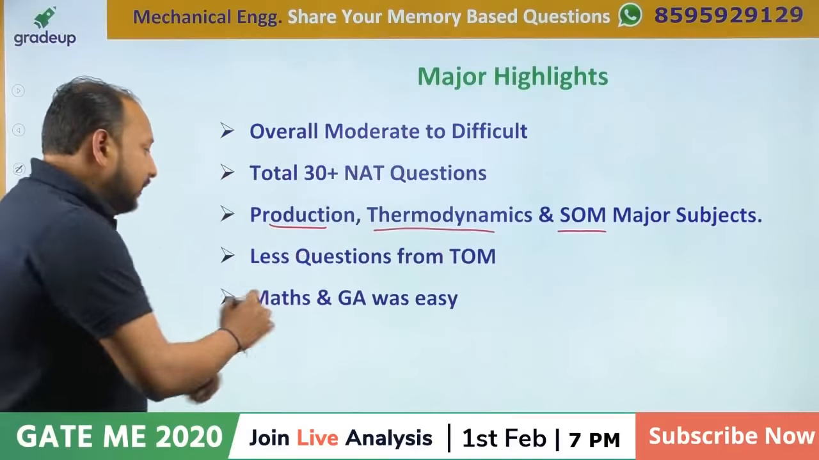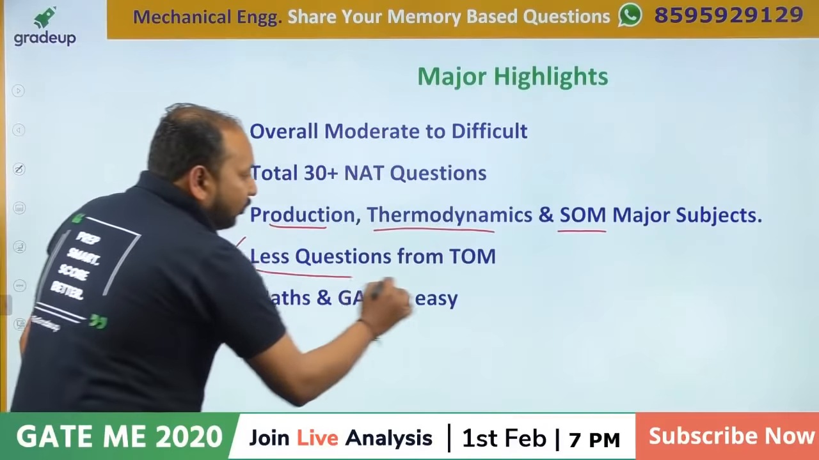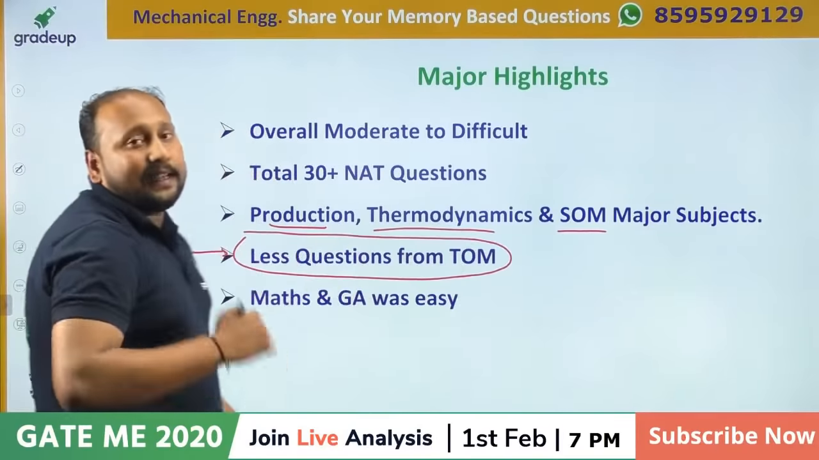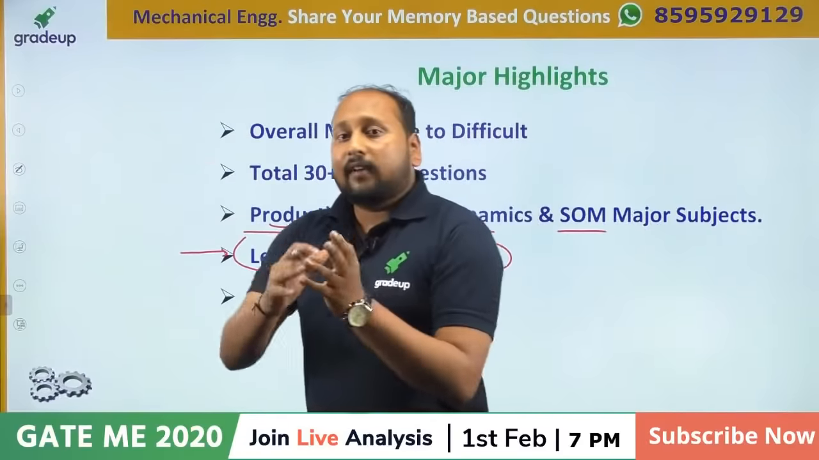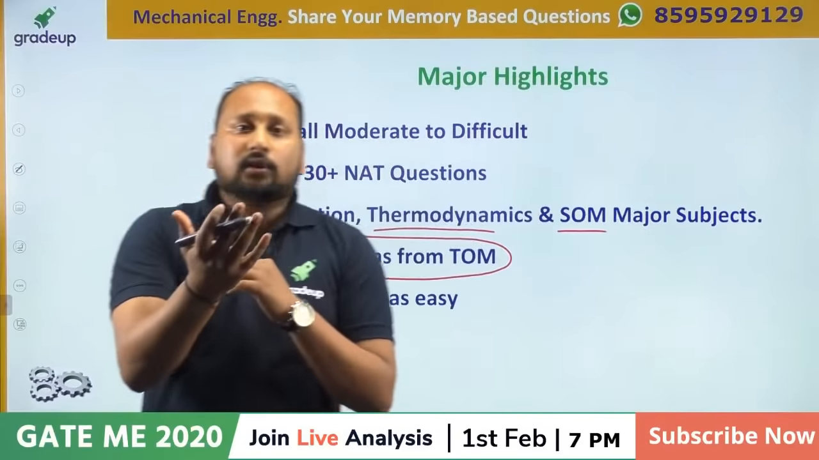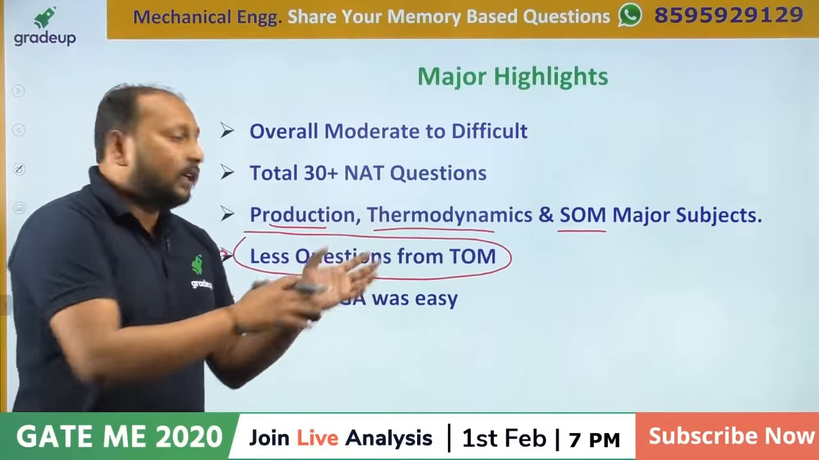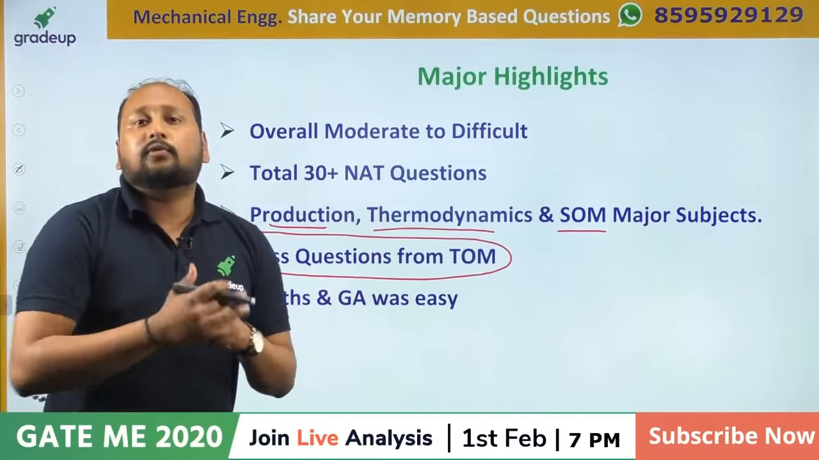And one more key highlight is that the number of questions from theory of machines was pretty less compared to Shift 1. Shift 1 had a good 6 to 7 questions for theory of machines, but in Shift 2 the questions were very few.